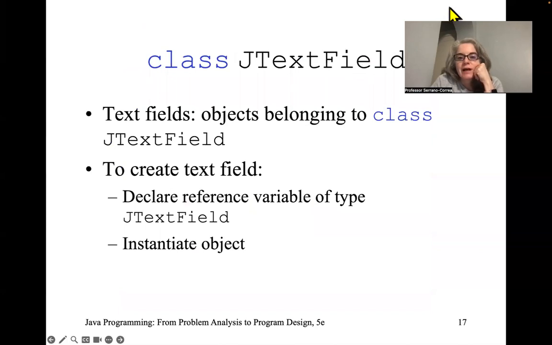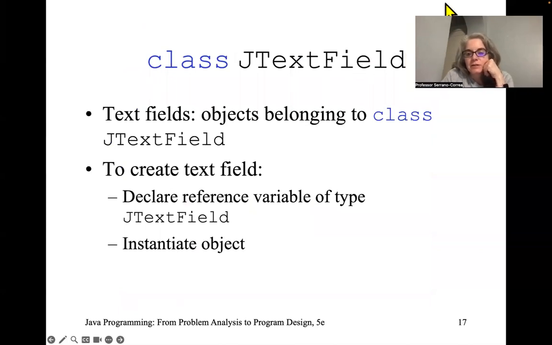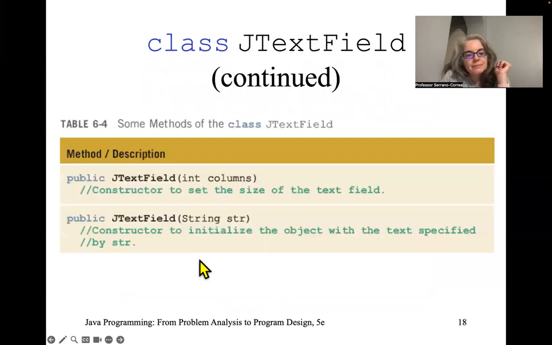Okay, then we have the class JTextField. So the text field is the area where the user gets to enter the input. The text fields belong to the class JTextField. To create a text field, you're going to declare a reference variable of type JTextField, and you're going to instantiate the object, just like you did your label, exactly like that.